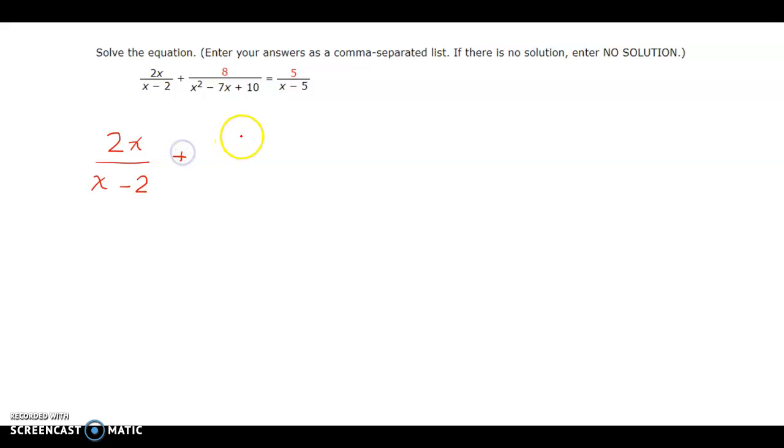If we unfoil the denominator of the second rational expression, we need two numbers that multiplied together equal positive 10, but added equal negative 7. Well, that would be negative 5 and negative 2. So that factors to the quantity x minus 5 times the quantity x minus 2. The last rational expression obviously has a denominator that is a first-degree polynomial, so it cannot be factored either.